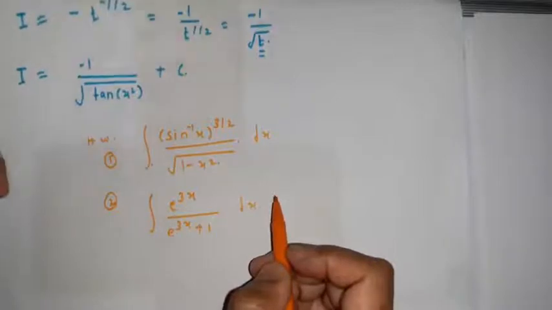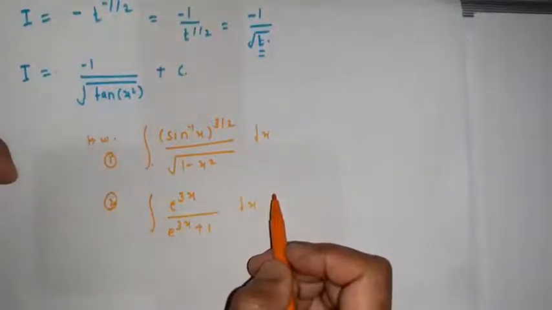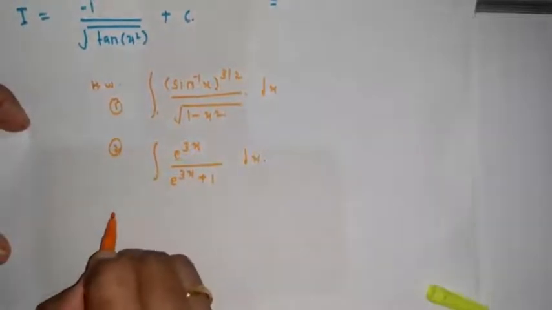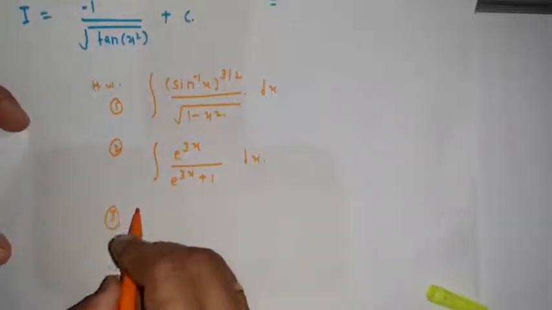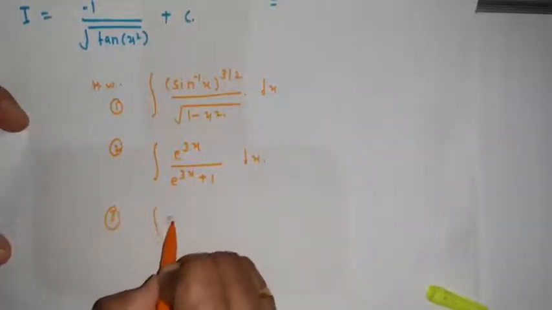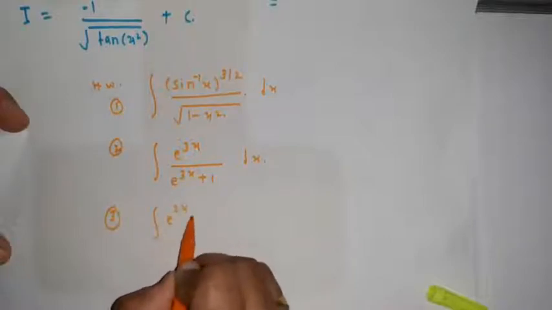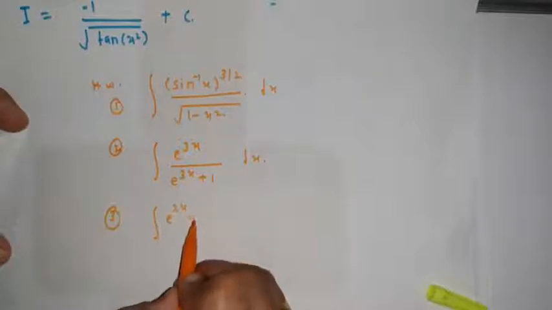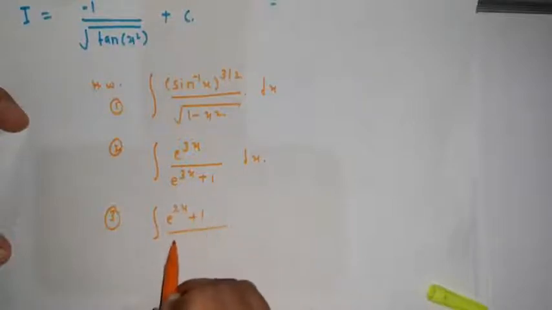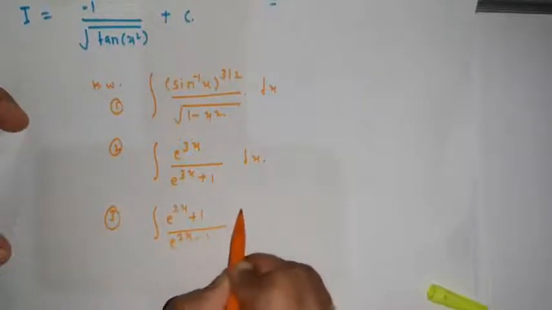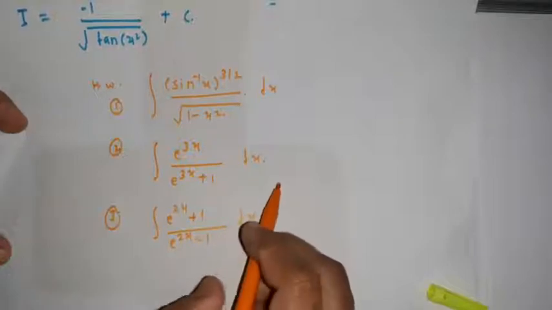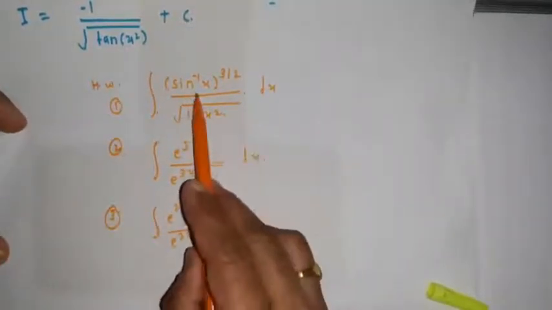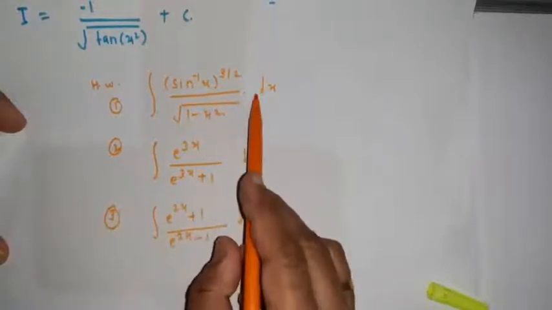Then the next problem is evaluate the integration e raised to 2x plus 1 upon e raised to 2x minus 1 with respect to x. Okay students, please solve these problems. Here substitute sine inverse of x equal to t.